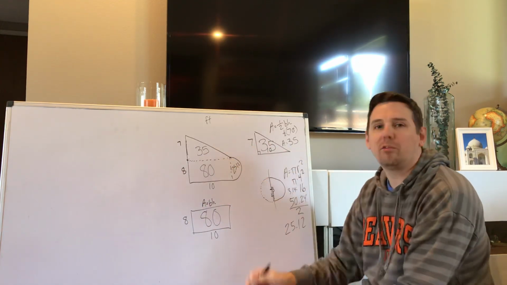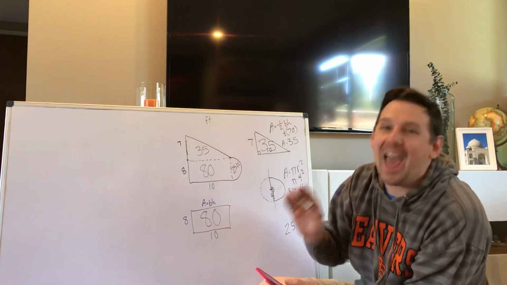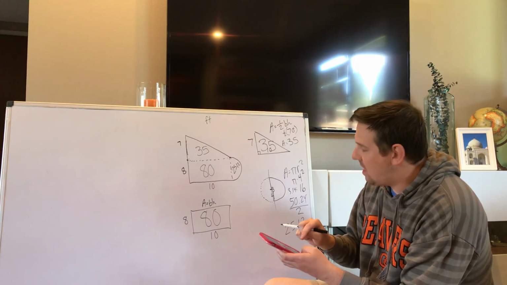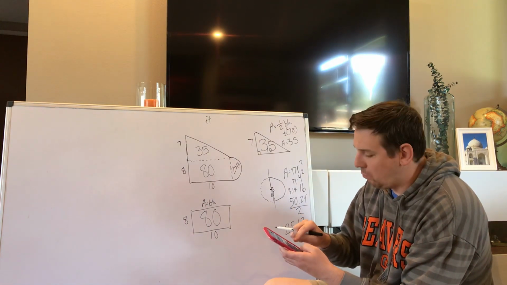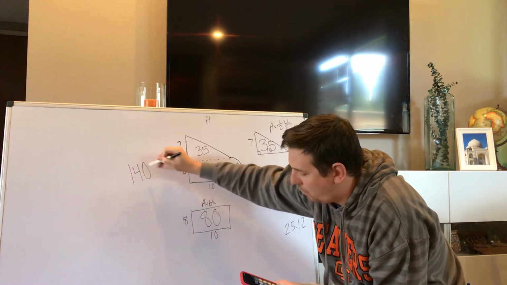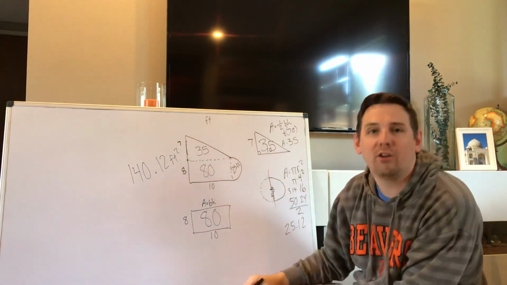Once you have all 3 areas, what are we going to do? Add them together. 35 plus 80 plus 25.12 equals 140.12 square feet for the entire weird looking shape.